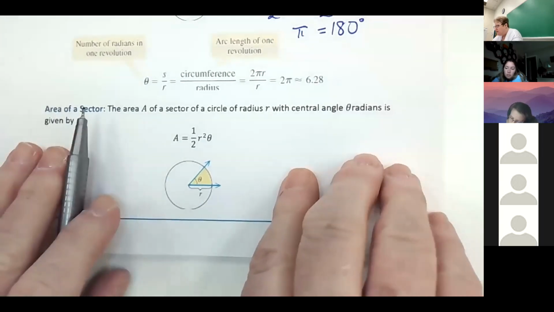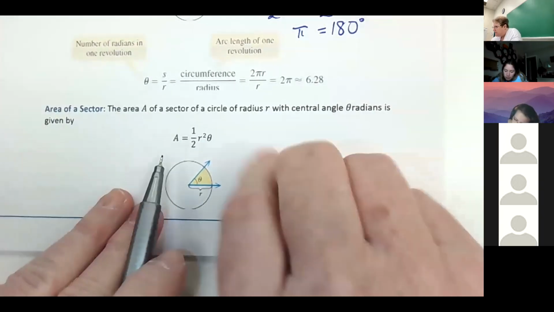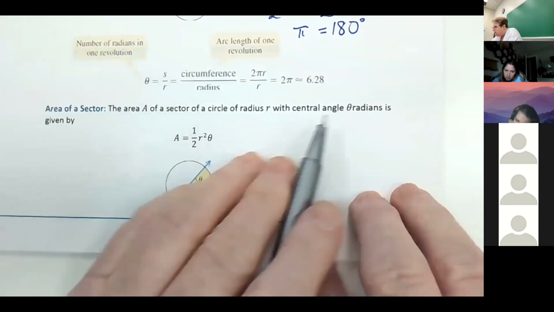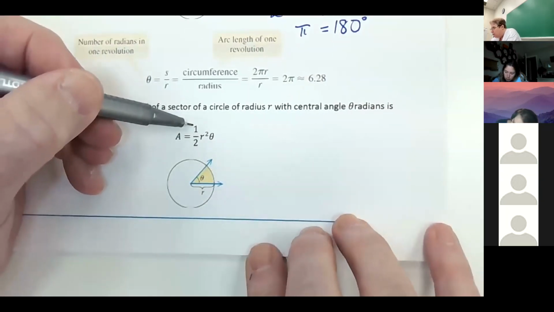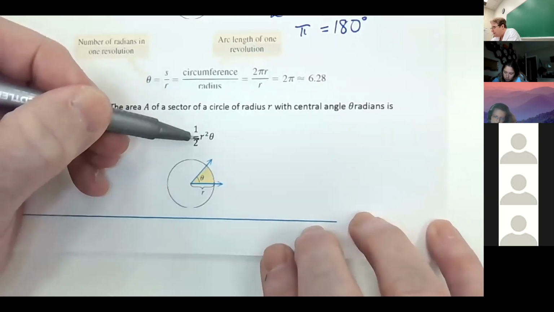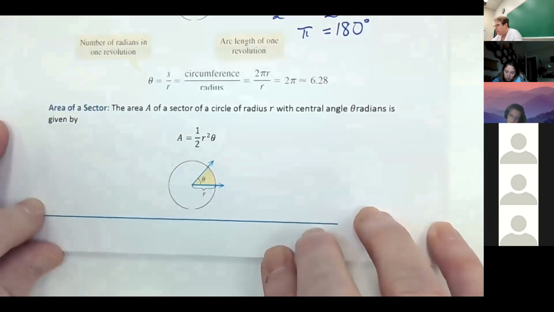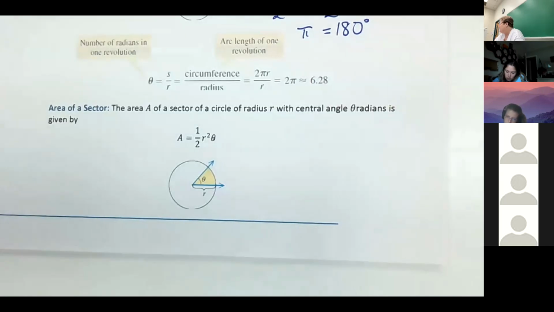The area of a sector is found, as long as the angle is measured in radians, by taking 1/2 times the radius squared times the angle. Also, this is very important.